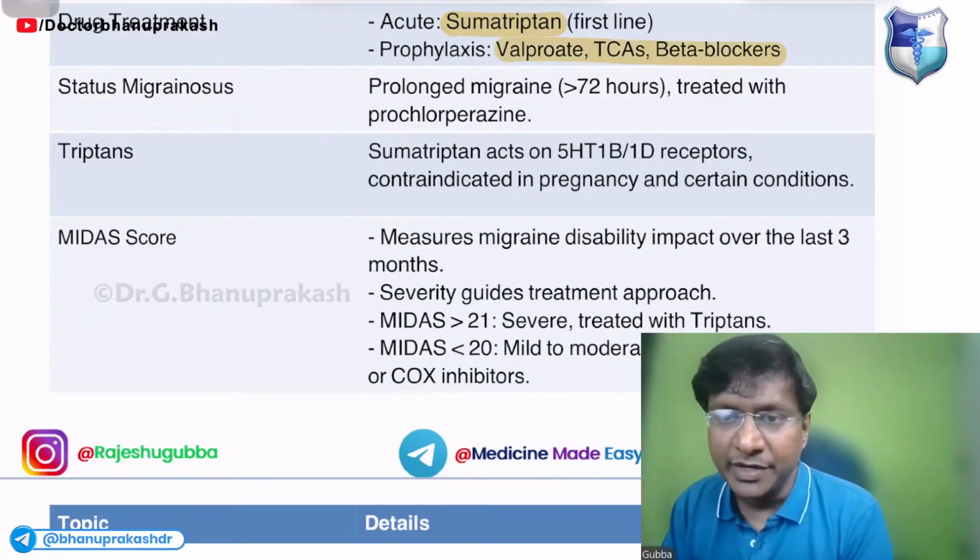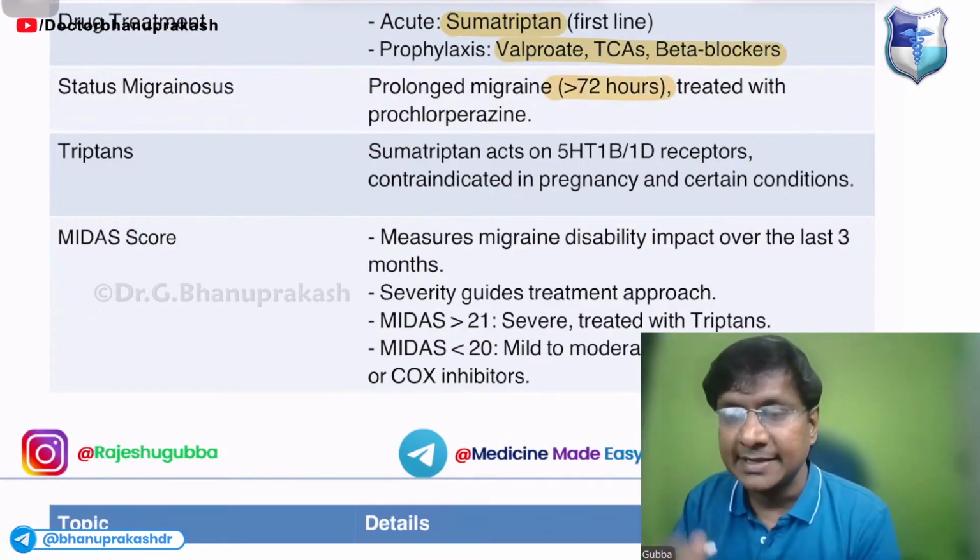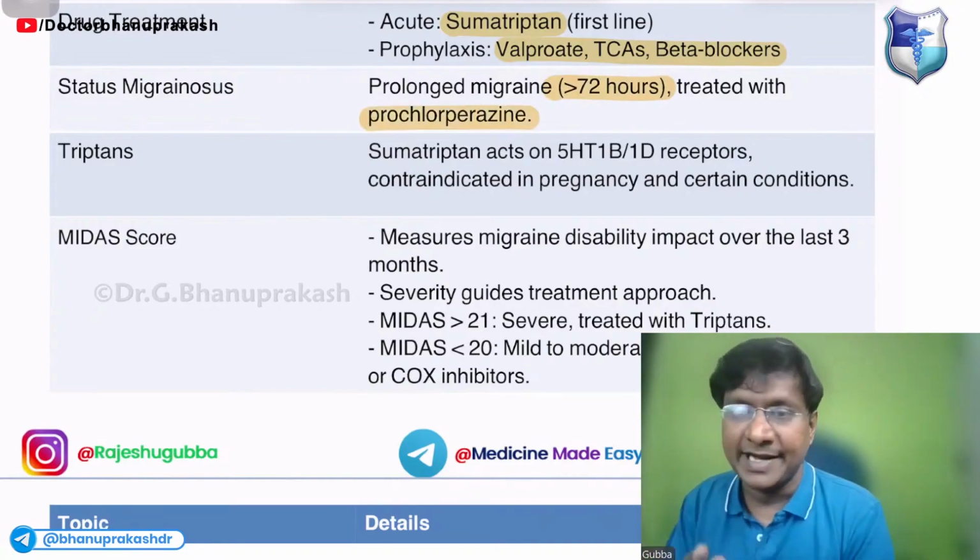And we have one important variant of migraine where the duration of the migraine will be more than 72 hours, and that is called status migrainosus. And that is being treated with prochlorperazine.